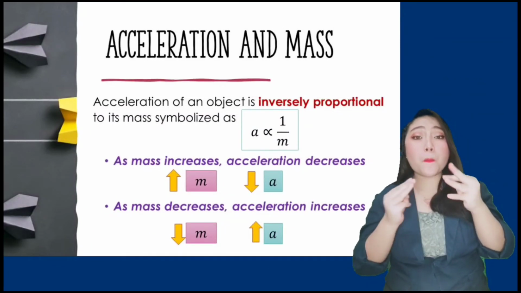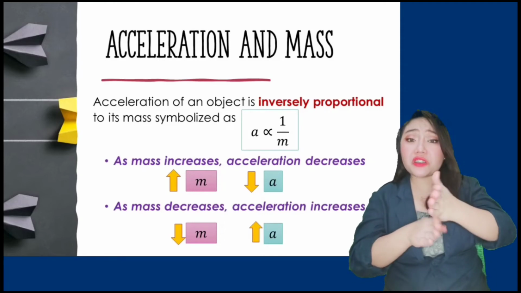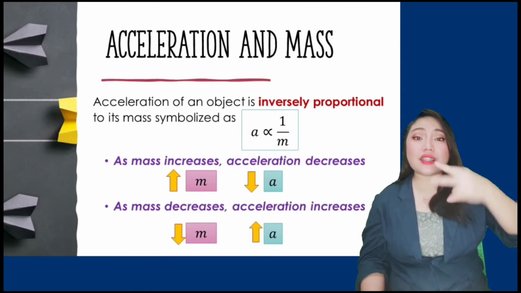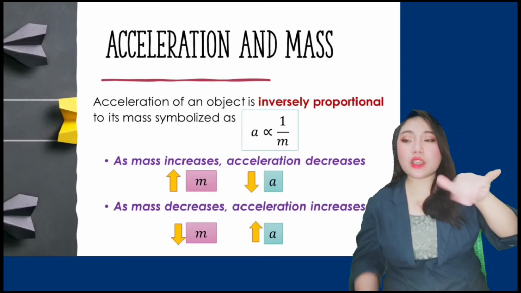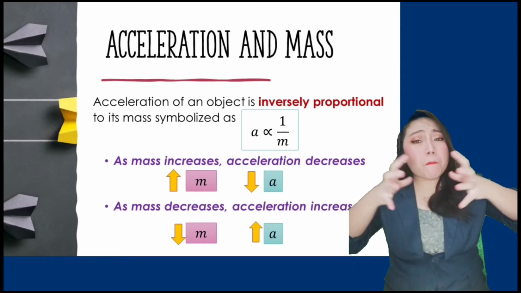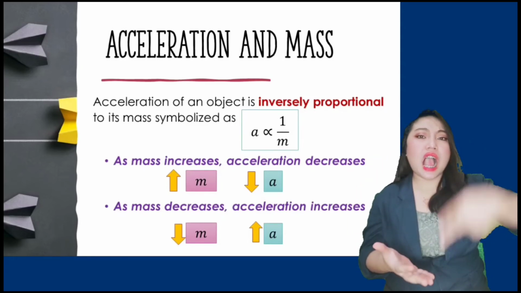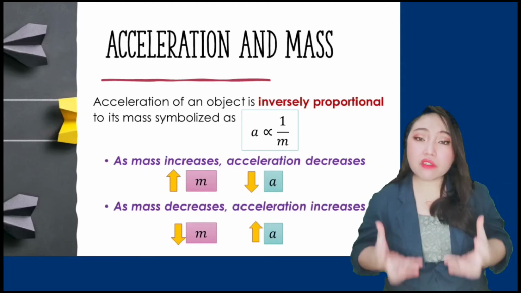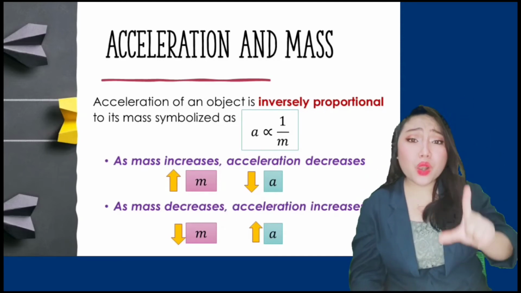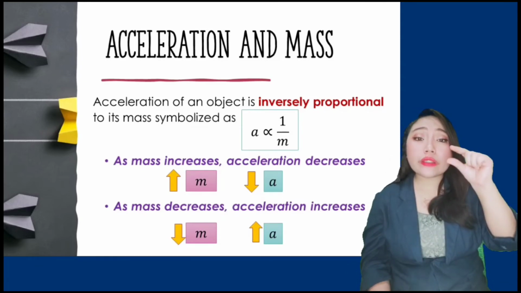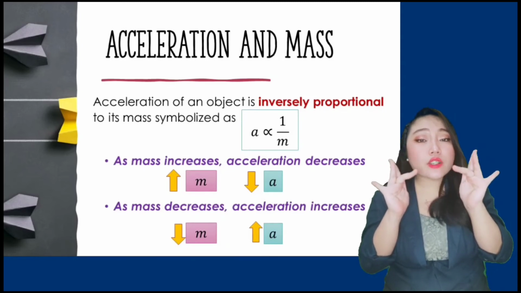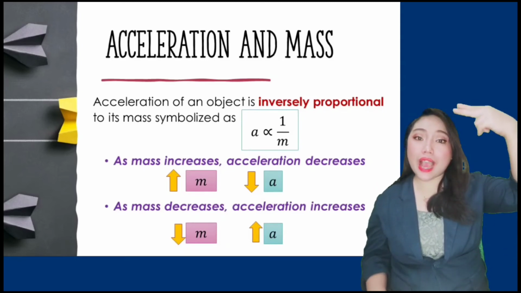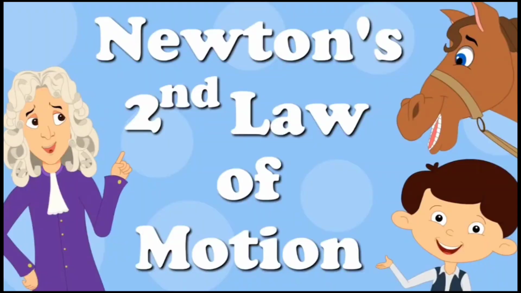Then what is the relationship between acceleration and mass? They are not directly proportional, but inversely proportional. So that means if mass increases, then acceleration would decrease. And if there is a little mass or a lighter mass, then acceleration would increase. Okay? So for you to understand more about this, please watch this video.